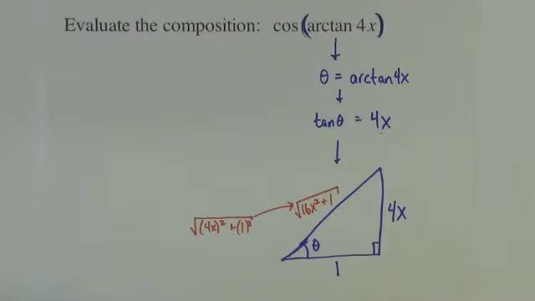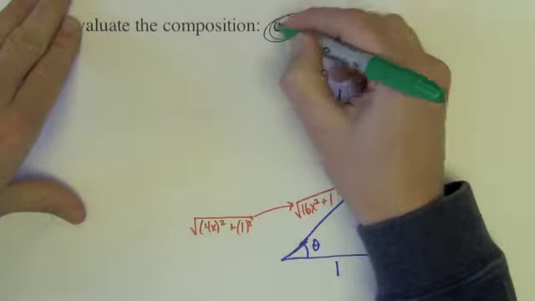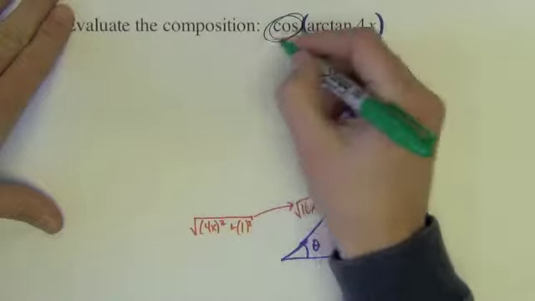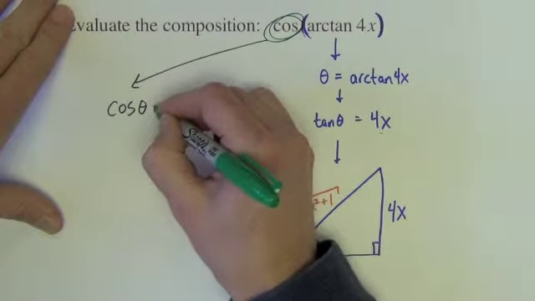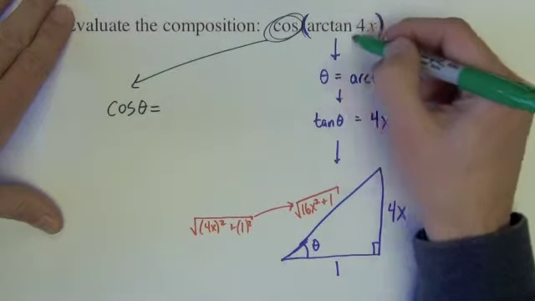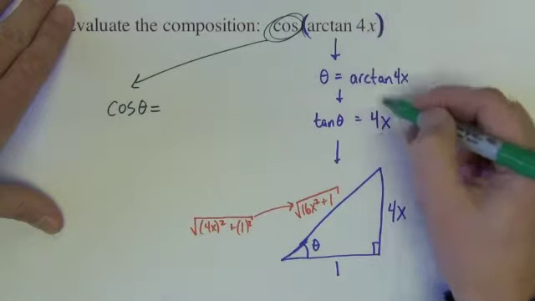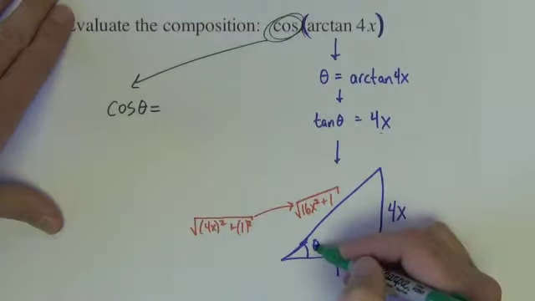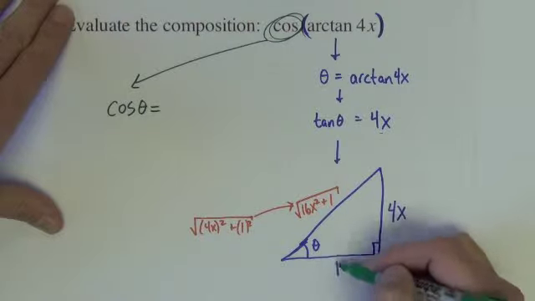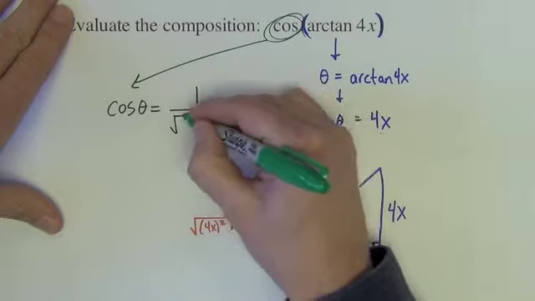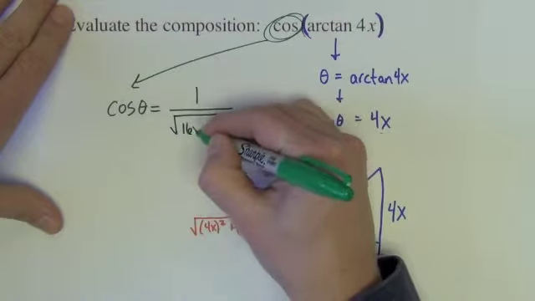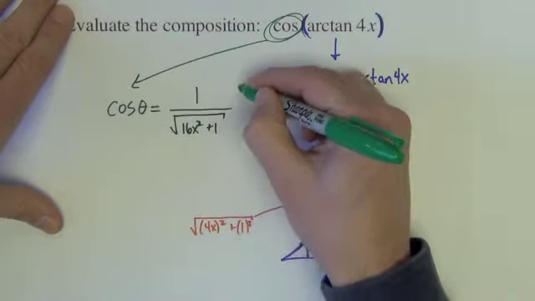Alright, now we're ready to evaluate this outer function. I want cosine of angle theta. Angle theta is what this is equal to, and angle theta is this angle theta right down here on the triangle. So cosine is adjacent over hypotenuse, so 1 divided by square root of 16x squared plus 1.